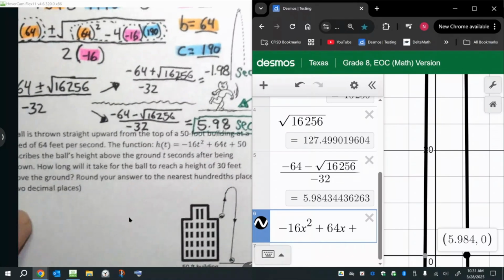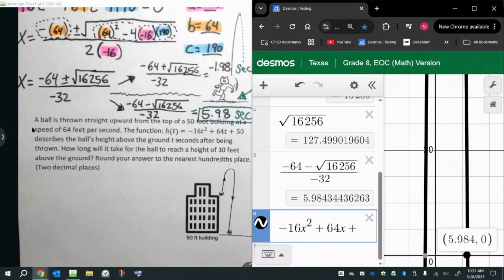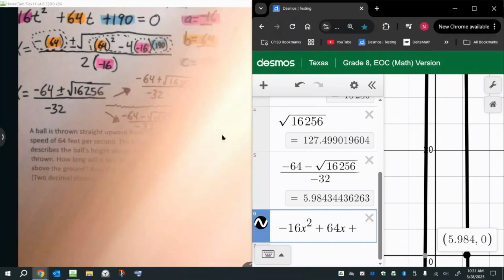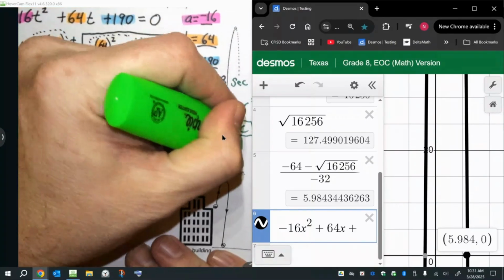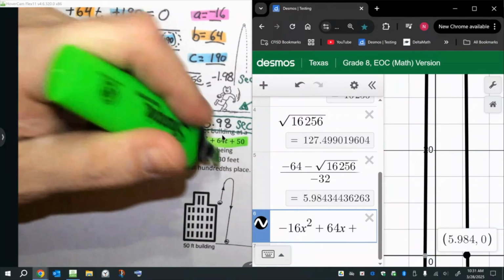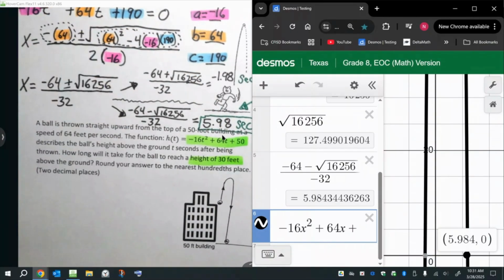All right, let's take a look at number 2. Number 2, a ball is thrown straight upward at a 50-foot building. So this is the 50-foot building, okay? And it is at a speed of 64 feet per second. Here's the function. Hey, look at that. They give us the equation. All right. Cool. Here's the equation that describes the height of the ball above the ground, okay? How long will it take for the height to equal 30 feet above the ground?